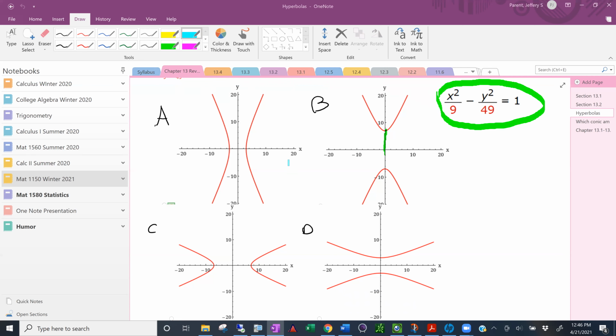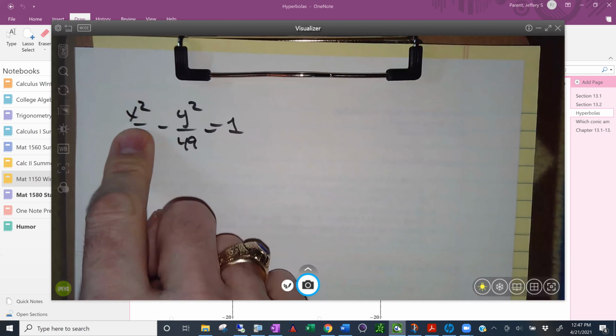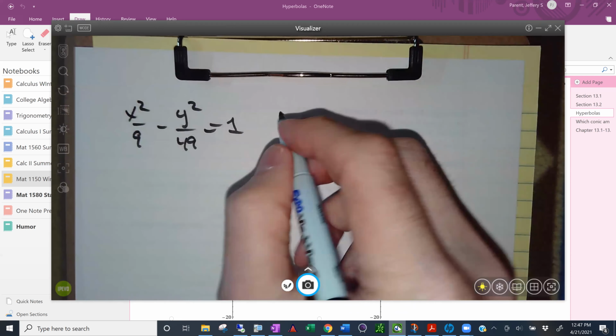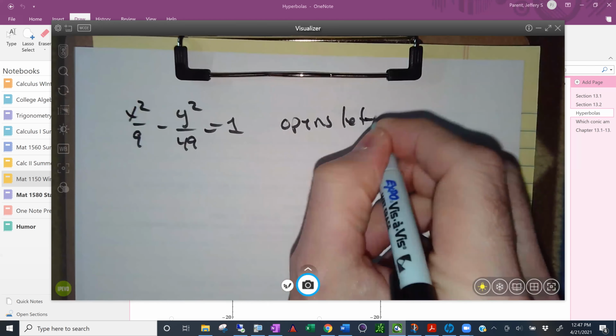Somebody tell me why Robert thinks B and D, and he's correct. Why can we eliminate B and D? Because it's opening the wrong way. Yeah, B and D open up and down. And we know because x squared, the positive term, comes first, then this has to open left and right.